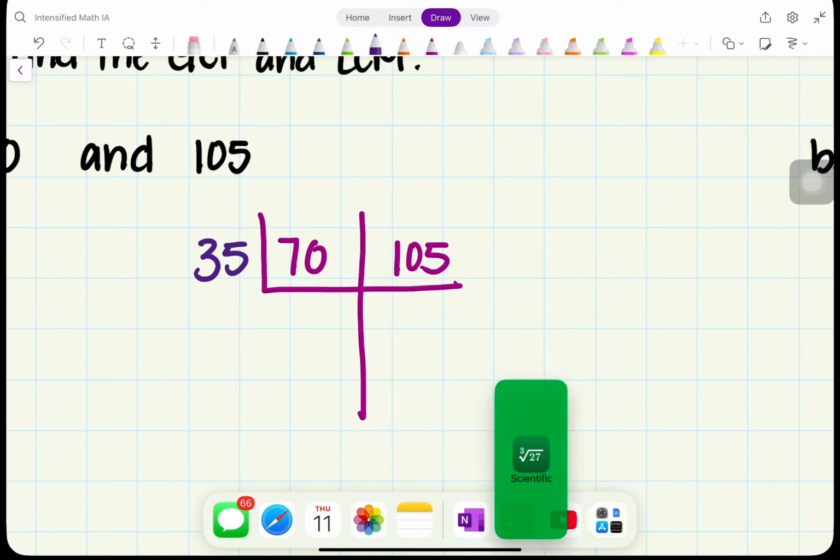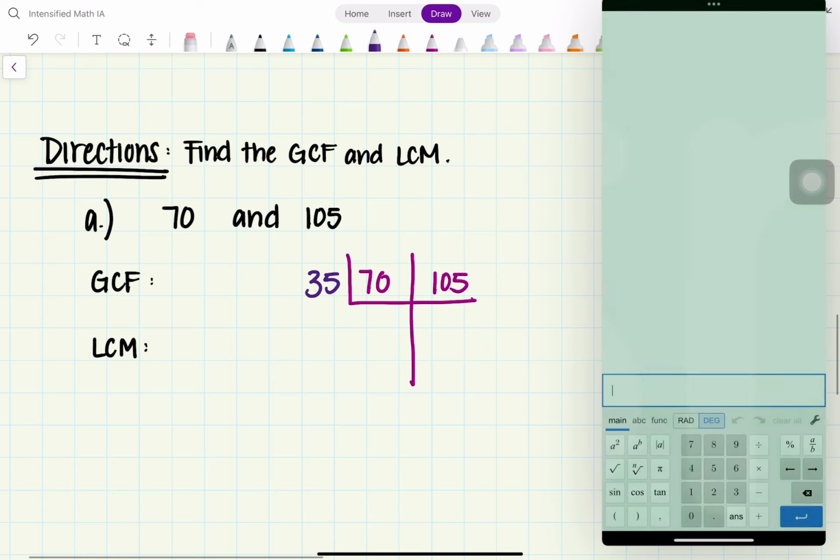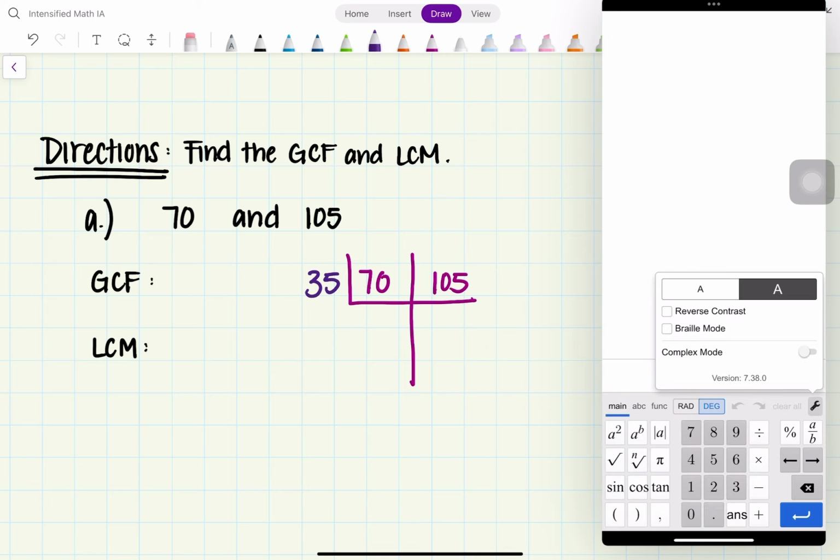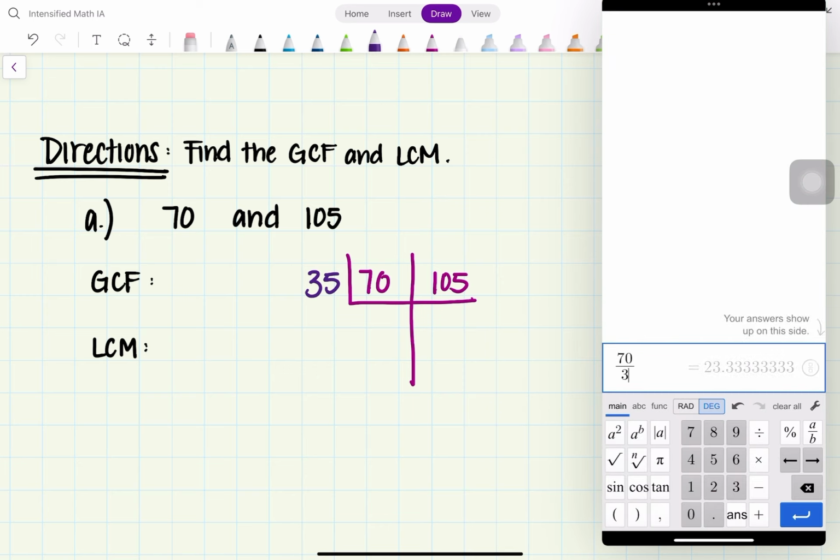Bring out my calculator here. 70 divided by 35 gives me 2. So I'm going to write the 2 on the bottom. And then 105 divided by 35 gives me 3.